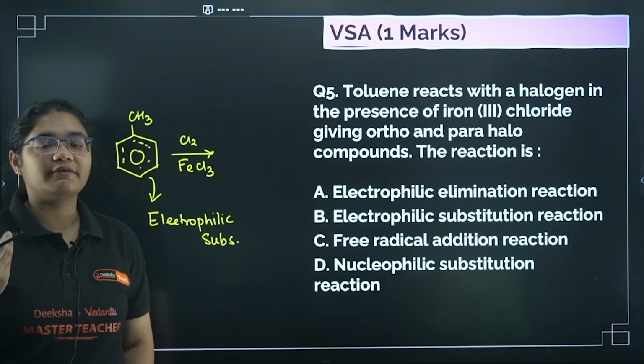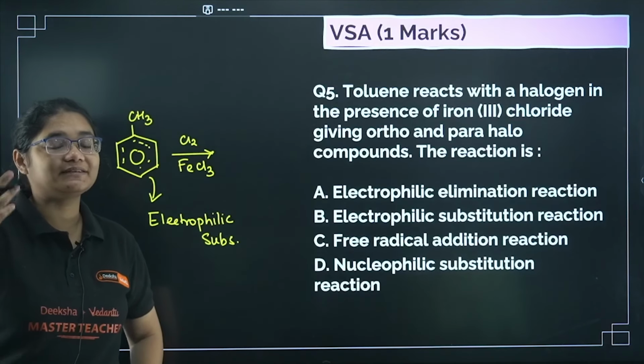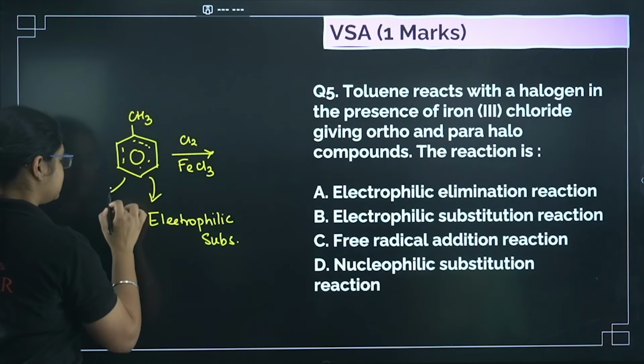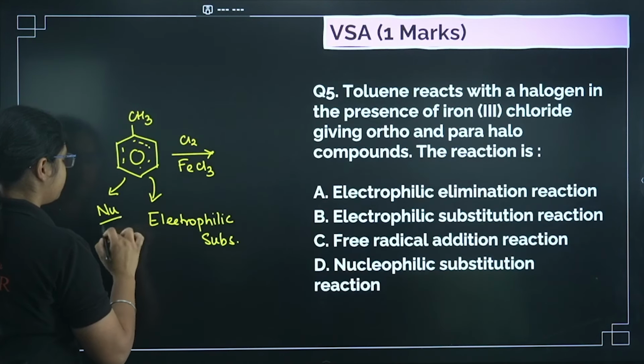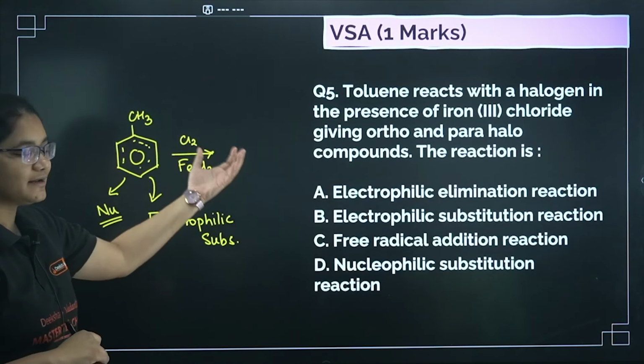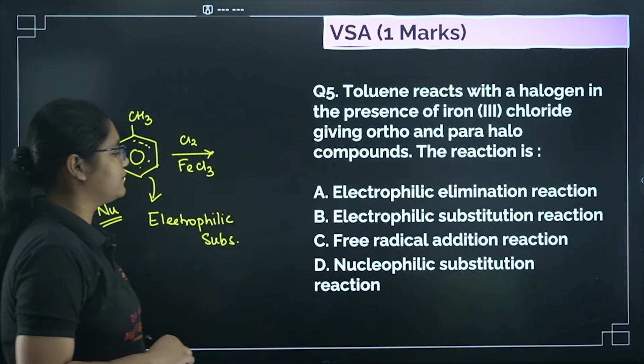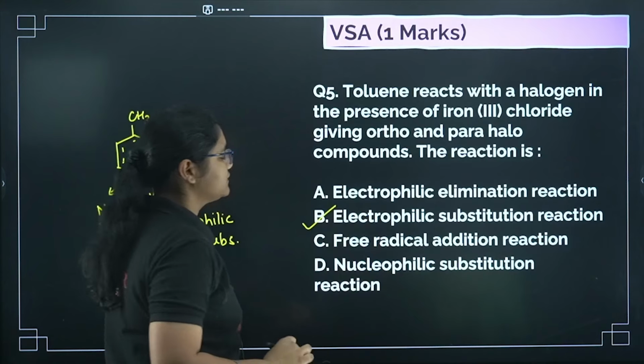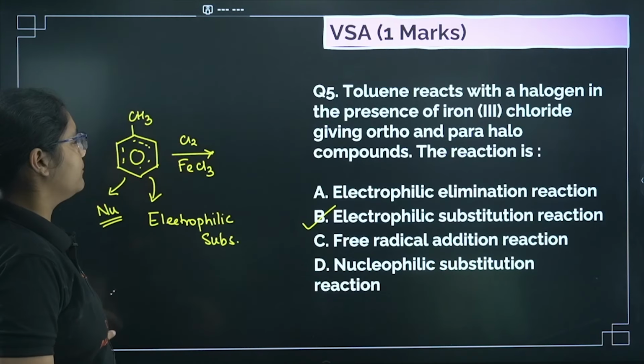So these electrons can be easily donated, or this molecule behaves as a good source of nucleophile. So it always attracts the electrophiles. So that is why the reaction is electrophilic substitution, which is option number B here.